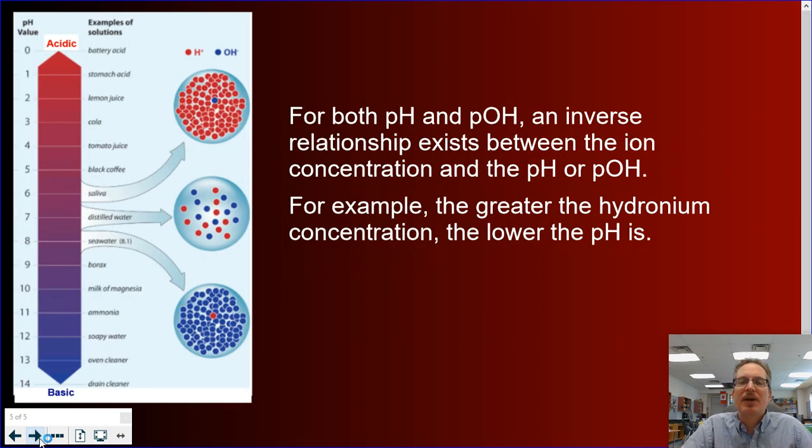For both pH and pOH, an inverse relationship exists between the ion concentration and the pH or pOH. For example, the greater the hydronium ion concentration, and that would be going this way, the lower my pH is going to be. And you can see when I look on here, although they're calling them hydrogen ions instead of hydronium, they're using the old original Arrhenius definition. We can see that at neutral distilled water, we have a perfect balance of hydrogen ions and hydroxide ions. They're going to be balanced because it's neutral. They're going to cancel each other out ideally.